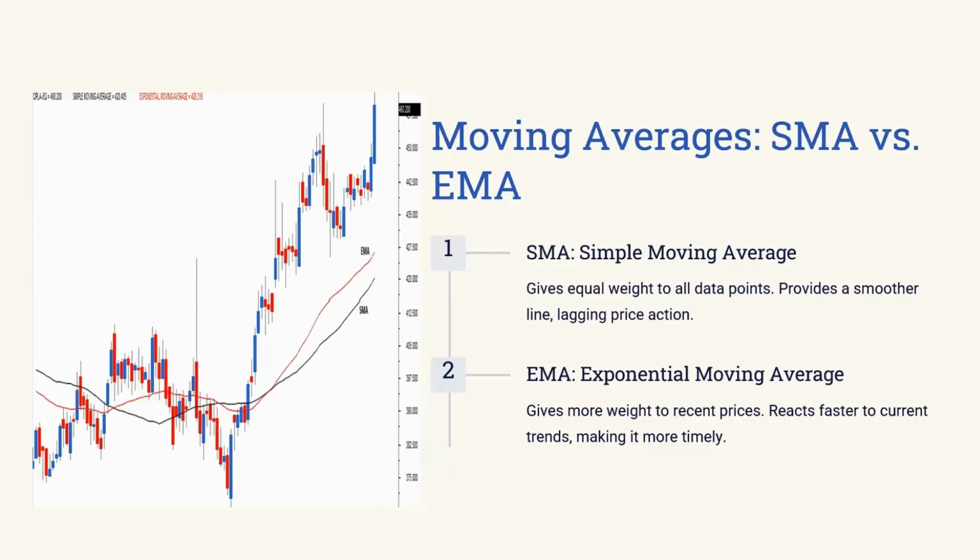The first one is the golden cross. It occurs when a shorter-term moving average, for example the 50 SMA, crosses above the long-term moving average, for example the 200 SMA. This widely watched bullish trend confirmation signal suggests a strong upward trend is establishing. The second is the death cross. It occurs when the short-term moving average, for example the 50 SMA, crosses below the long-term moving average, for example the 200 SMA.